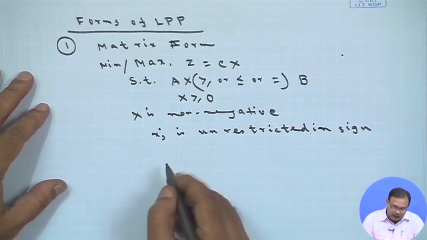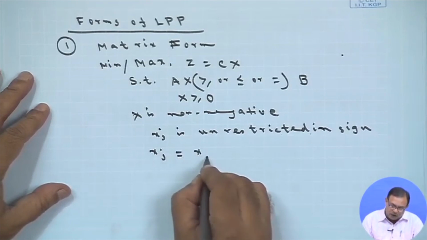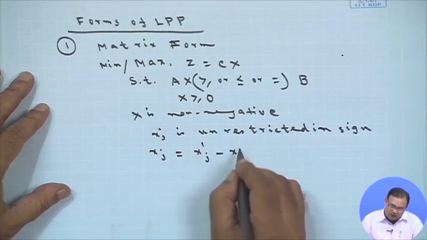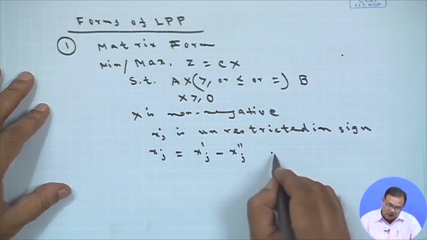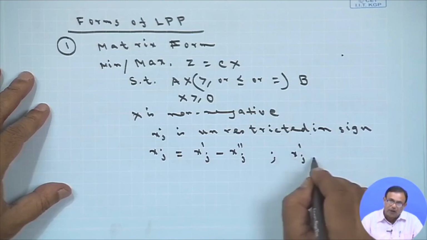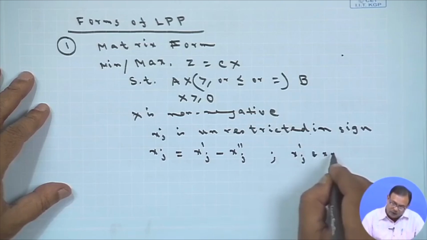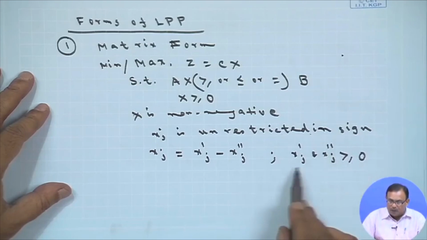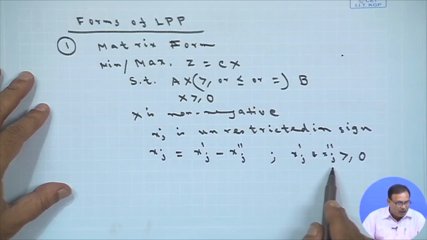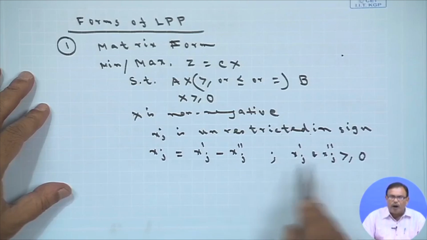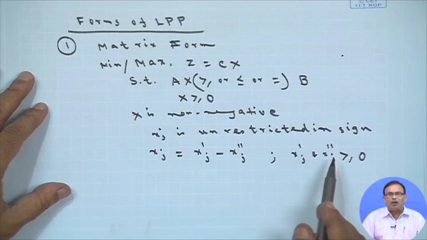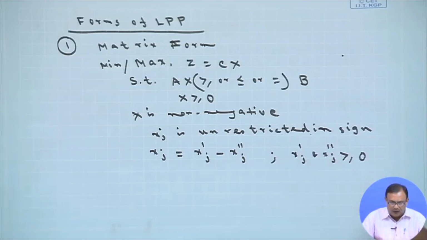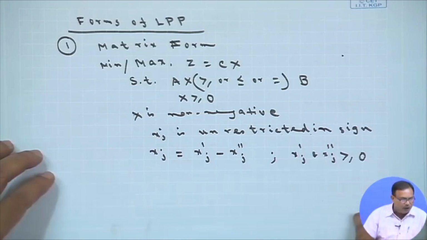So, if this is the case, I can represent x j by two more decision variables, and I can write x j equals x j dash minus x j double dash, where both x j dash and x j double dash are greater than equals 0. This is required whenever we will work with the dual simplex method. So, if x j is unrestricted in sign, then we write x j equals x j star minus x j double star, and in this way we write this.